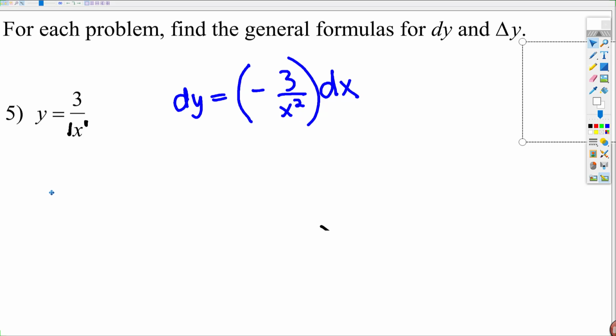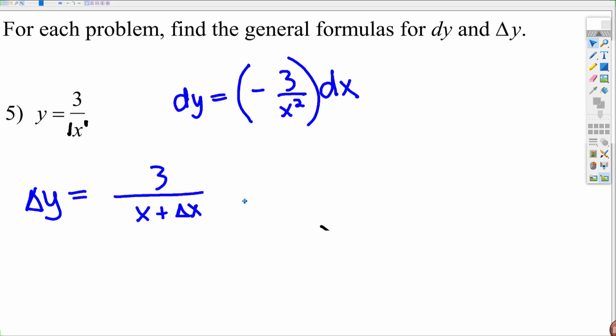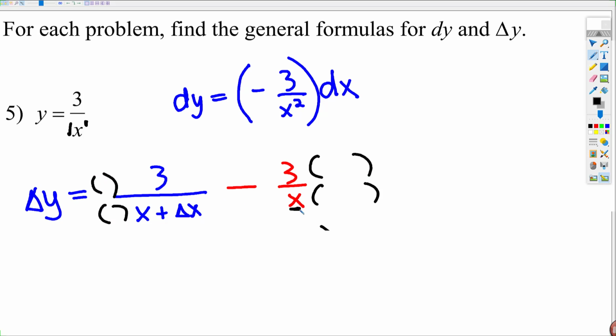All right, and now we're going to do the delta y. And remember, everywhere there's an x for the first part, you put x plus delta x, and then you subtract the original function. Well, these need to have the same denominator, so we're going to multiply this top and bottom by the x plus delta x, and this top and bottom by the x. And you guys know how to do that, so I don't need to write that down. So this is what we have.